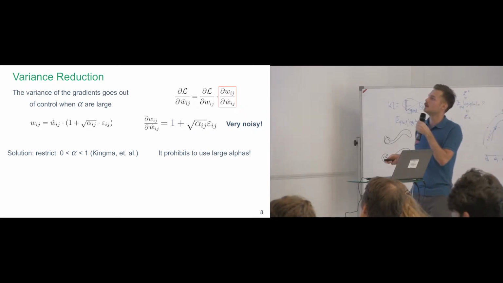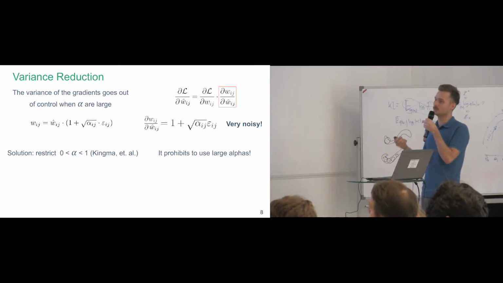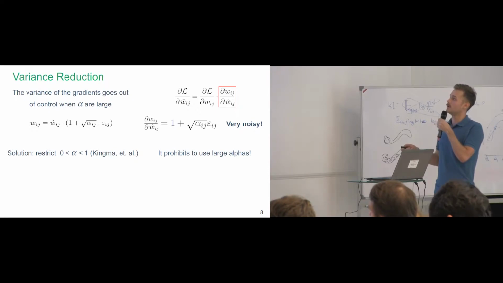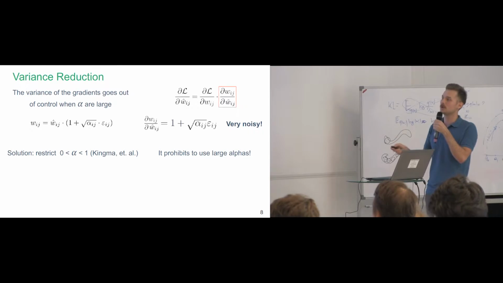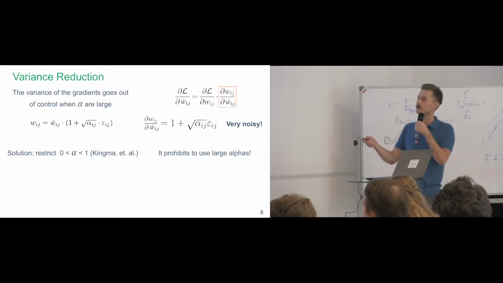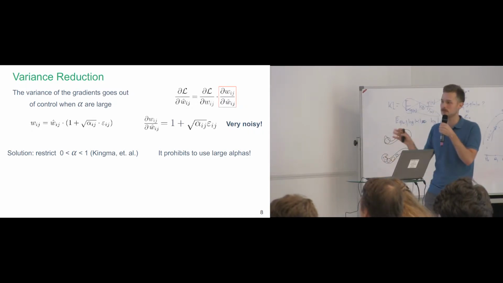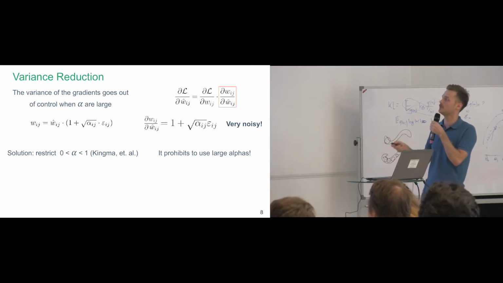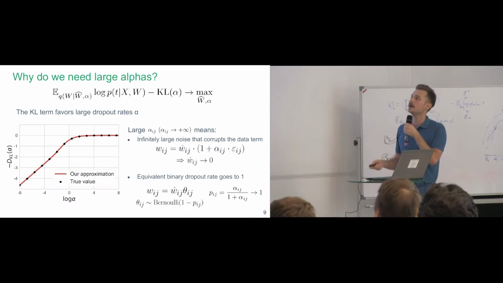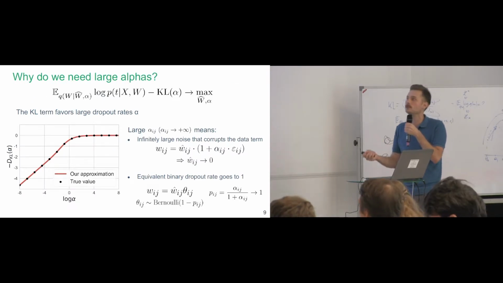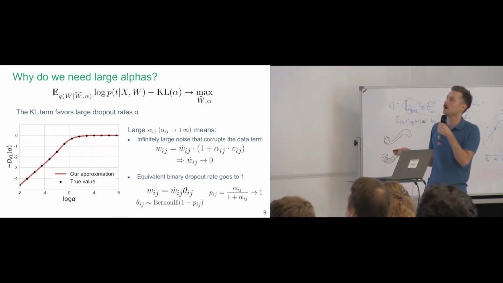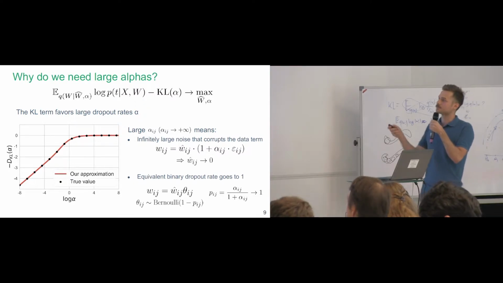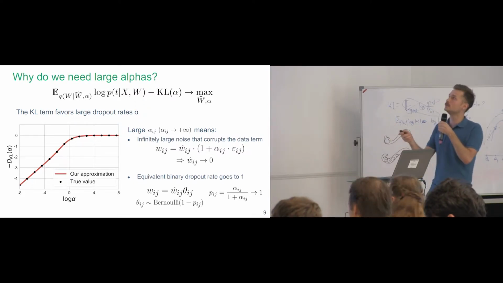And that's not what we are looking for. It prohibits the use of large alphas. So Kingma said, okay, let's clip alphas from 0 to 1, and we will be fine. But we are not fine, because it prohibits the use of large alphas, and one can ask, why do we even need large alphas? Let's take a closer look.